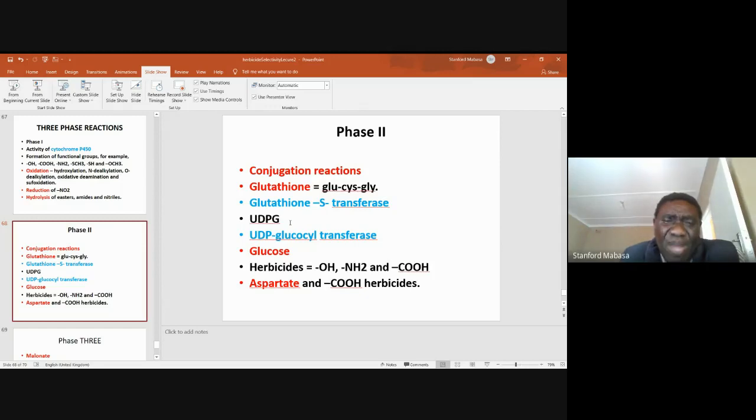Basically, glucose will act upon the derivatives from phase 1 herbicides with an OH, NH2, and a COOH. Then we also have an amino acid, which is aspartate, which can act on herbicides carrying a COOH. Remember, these are now altered herbicides.